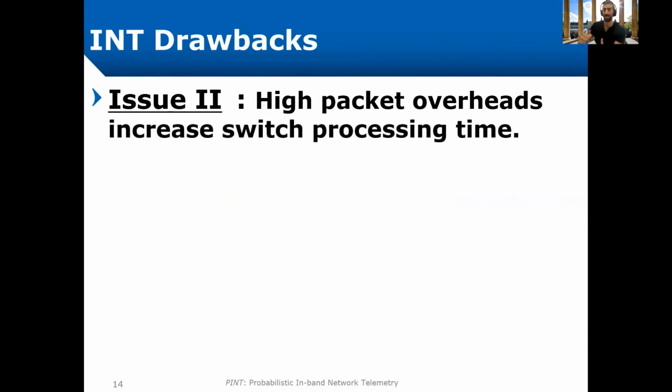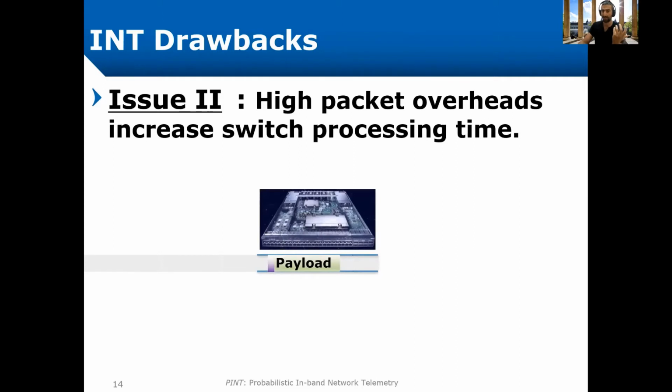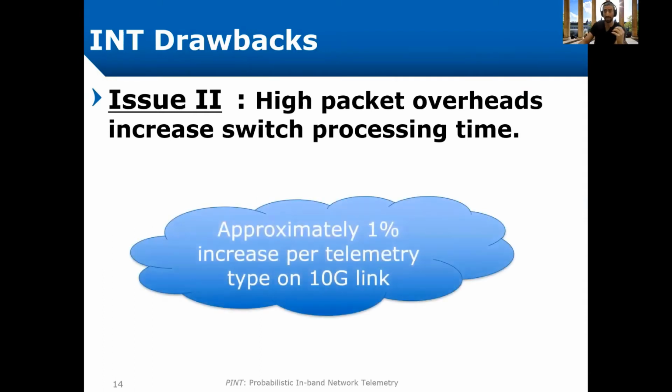Second issue with this added information is the switch processing time. The idea is that the switches have a fixed bit rate at which they can serialize and deserialize information. So if we now have packets that are larger because of the INT information, they would spend more time at the switch. And from our calculation, every information type that you add to the packet would cost you about a 1% increase in switch latency.